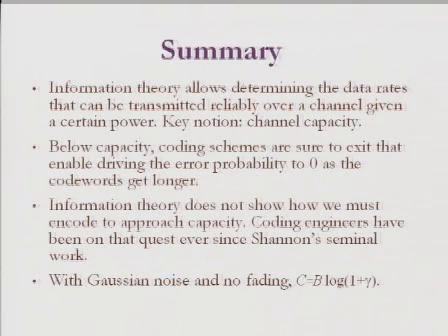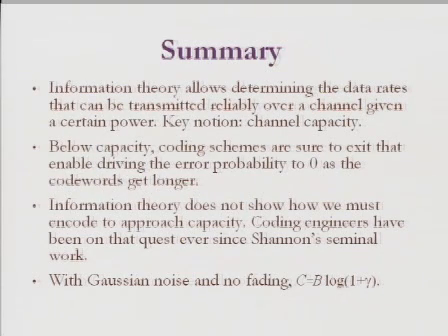The points to take home here are the notion of channel capacity. You can use coding to drive the error probability as close to 0 as you want, by betting on code words and using very sophisticated codes. Information theory doesn't really tell us how to code. It only tells us the capacity up to which we can code.